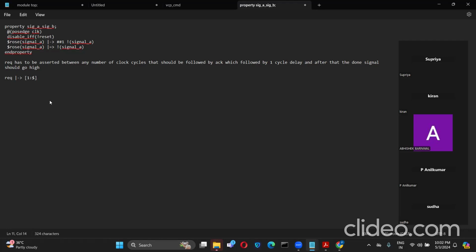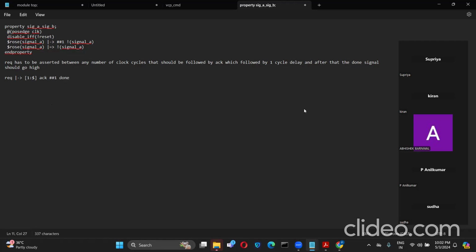That request will be asserted within that clock cycle. After that, the acknowledgement will be high. That is this part of the thing. And after that, one clock cycle, the done signal should be high. So you will write like this.